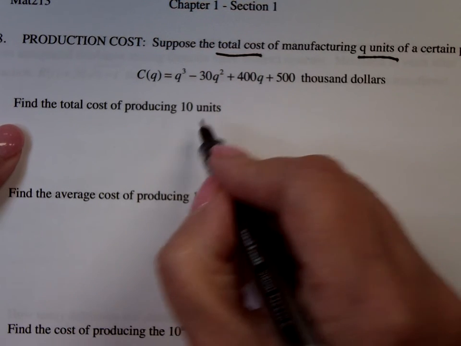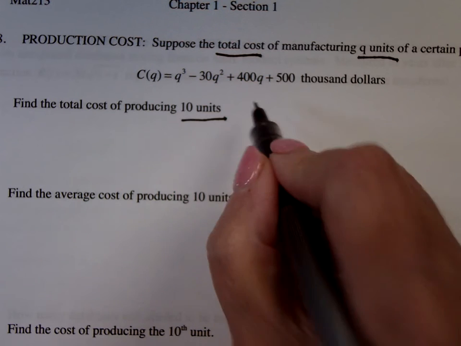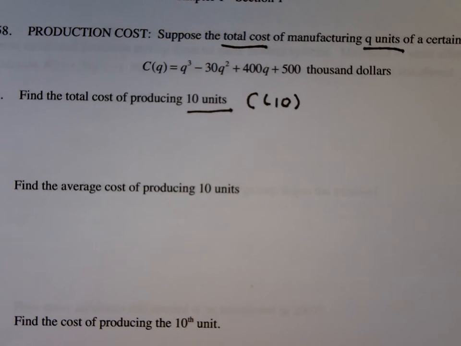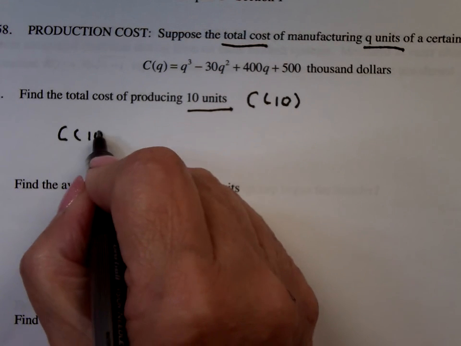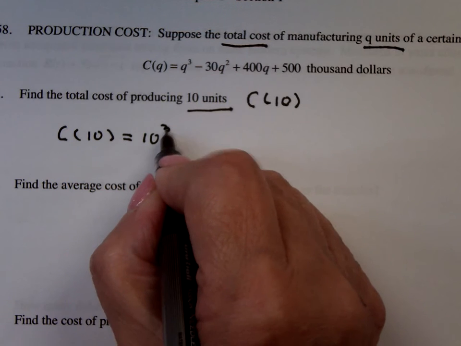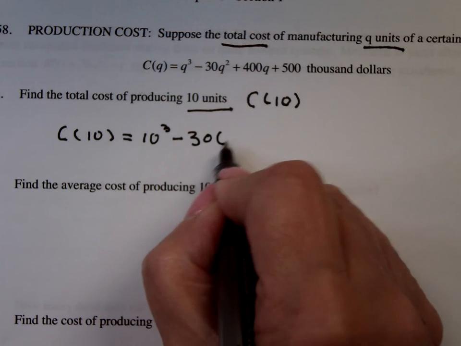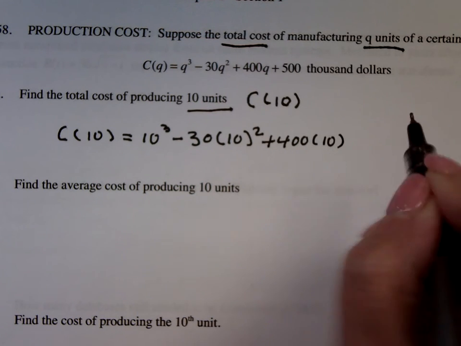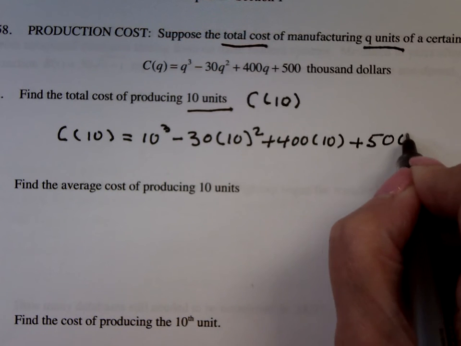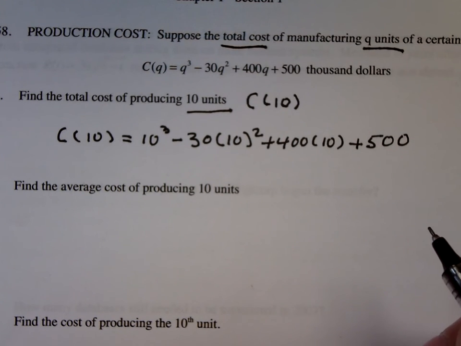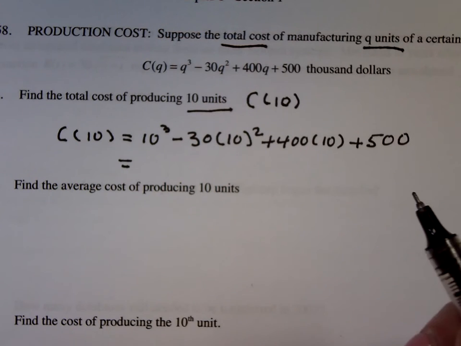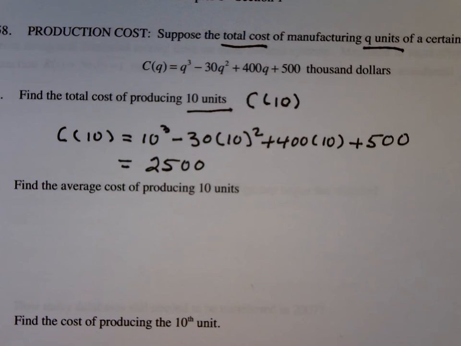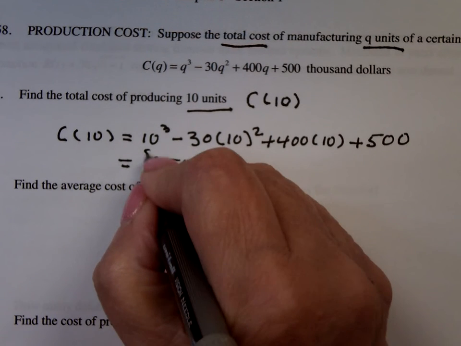Find the total cost of producing 10 units. That happens to be C of 10. And C of 10 is 10 cubed minus 30 times 10 squared plus 400 times 10 plus 500. And with my handy-dandy little calculator, I calculated it to be 2,500 what? $1,000.